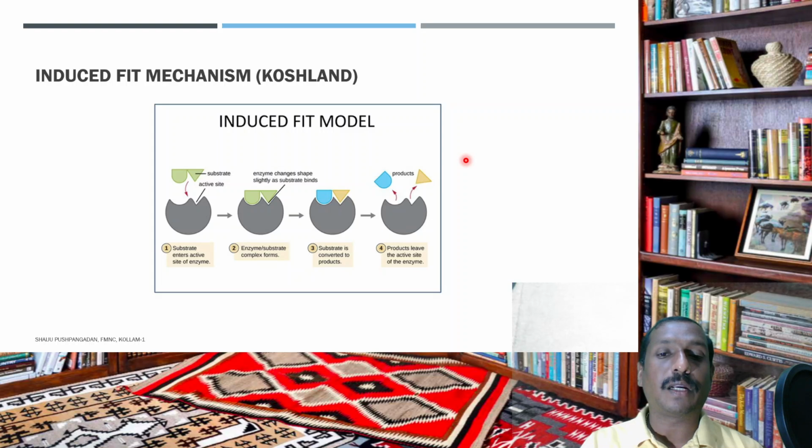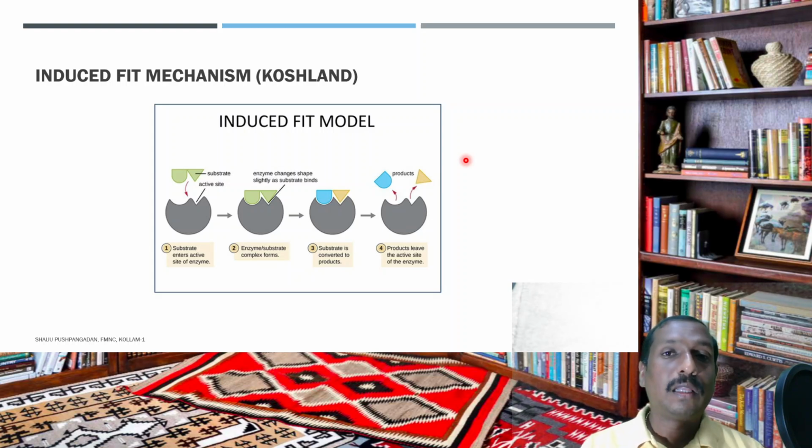Once the enzyme-substrate complex is formed, the rest of the process happens normally. The enzyme will lower the energy of activation. The substrates will react with each other, forming the products, and finally the products will be released and the enzyme will remain as such. And this is called the induced fit mechanism.